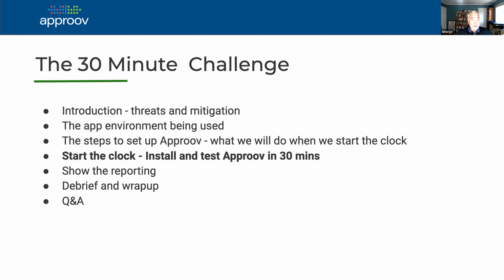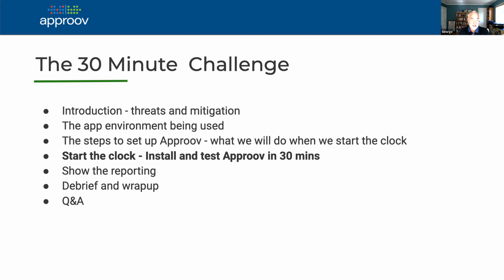So how we're going to do it is there'll be a little bit of an introduction. I'll talk just very briefly about the threats that we see out there, and how we address them. And then we'll hand over to Skip, and he'll talk about the app environment he's set up for this exercise. And he'll also talk about the things that he will be doing to set up Approov when we do start the clock. And then we'll start the clock, and that will run for 30 minutes.